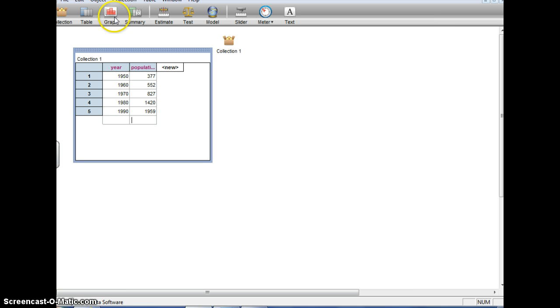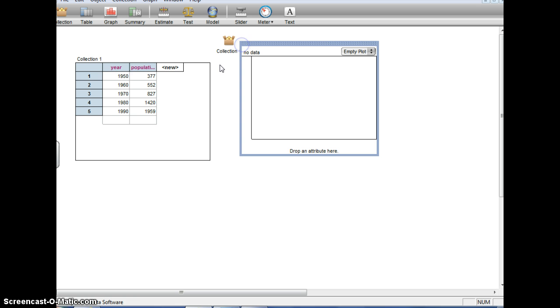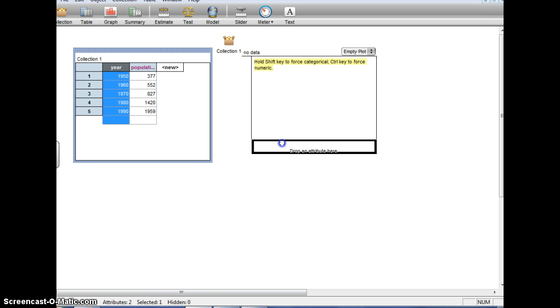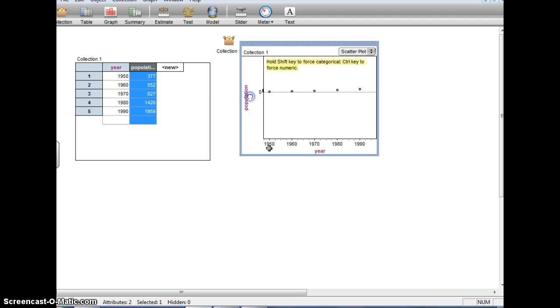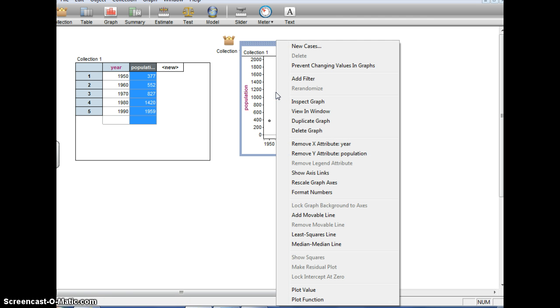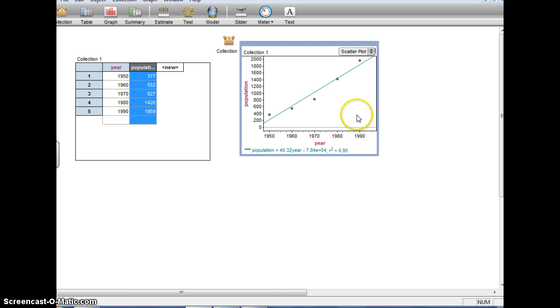Okay, the first thing we should do is look at the graph. To create a scatter plot, you're going to select graph, drag it down to an empty space, and drag year to the x-axis and population to the y-axis. If you right-click, you go to least squares regression line. If you look at it, it doesn't look that bad. Your r squared is high, and it gives you a regression line, so it's not bad. That's the first thing: you should look at it and check your high r, so we're pretty happy so far.